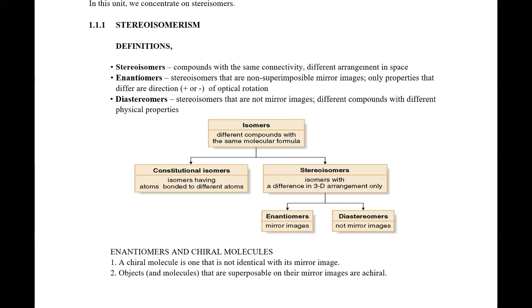Any other question before we proceed? All right, just on the same thing. Is it that diastereomers are compounds, and chiral molecules are molecules? Or they can also be a chiral compound. Yeah, they can also be a chiral compound.